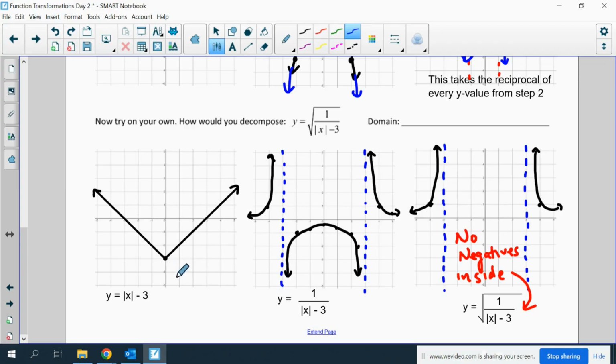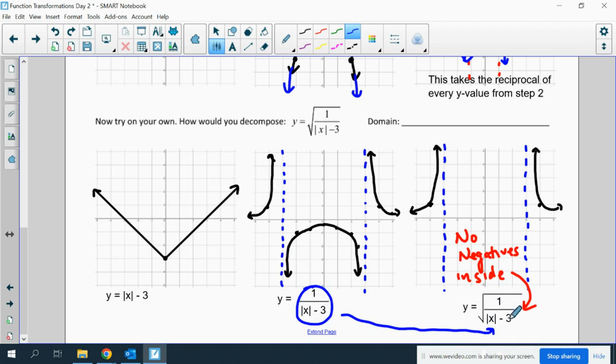This problem is actually a little trickier than you might think. So you end up with absolute value of x minus 3, pretty straightforward. Then you do the reciprocal of that, which we've practiced a couple times, so that's pretty straightforward. But then when you take the square root of step 2, we have a lot of negative numbers in between -3 and 3 for the values of x. We have a lot of negative y values.